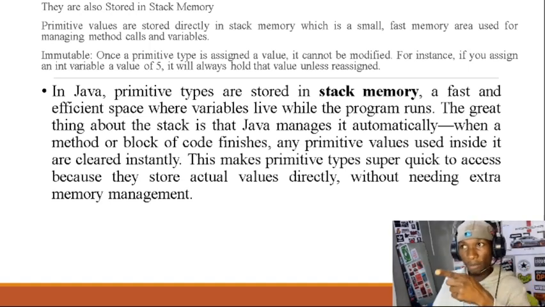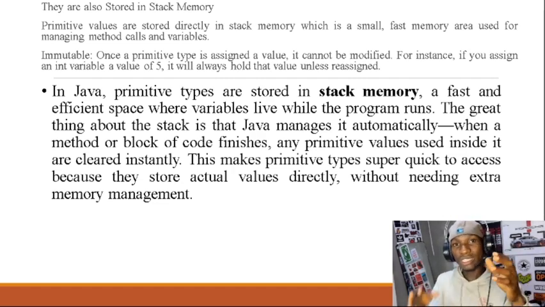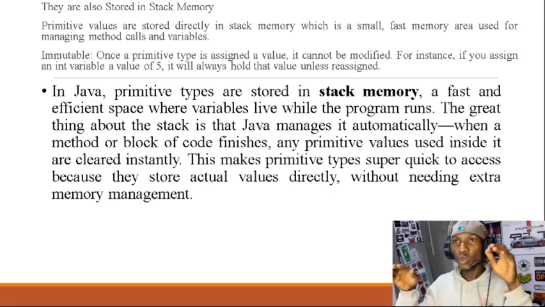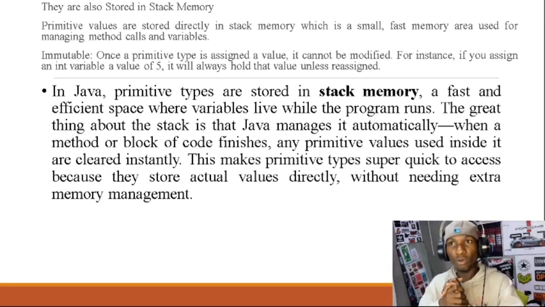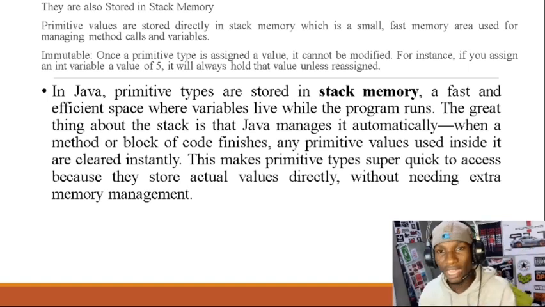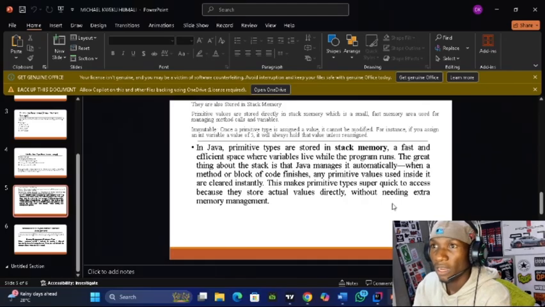The primitive values are stored directly in stack memory, which is a small, fast memory area used for managing method calls and variables. When we talk of immutable, it means once you assign a value to this primitive data type, it cannot be modified, it cannot be changed. So if you assign an integer variable with a value of 5, it will always hold that value unless reassigned. Now let me move on.